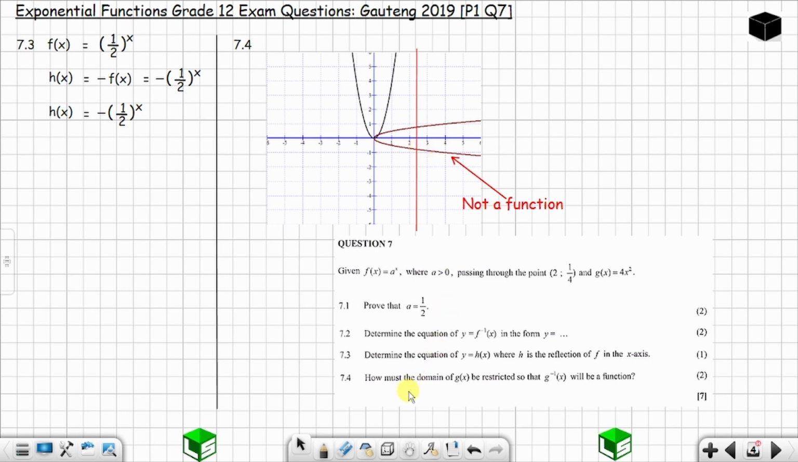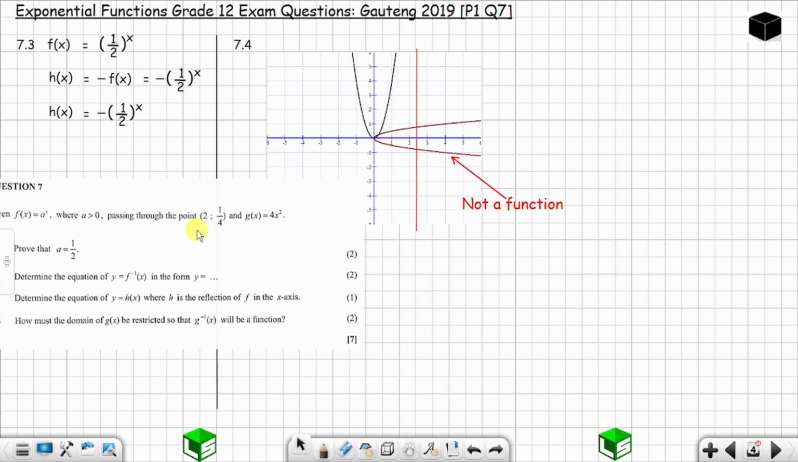So the question is, how must the domain of g of x be restricted so that when you take the inverse of g, you'll be getting what? A function. In this case, we don't have a function. So for you to get the inverse of g, which is a function, how can you restrict this domain? You can see the domain in this case is from -infinity to +infinity for this graph. It doesn't stop here, from -infinity to +infinity. So this is how you have to restrict it.